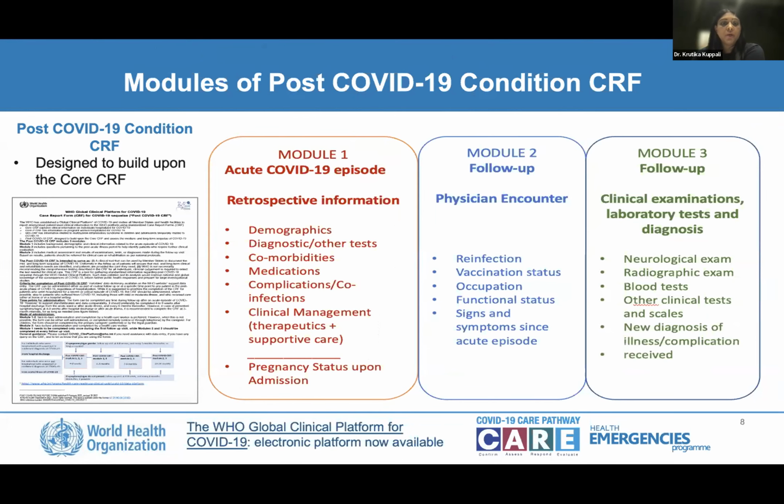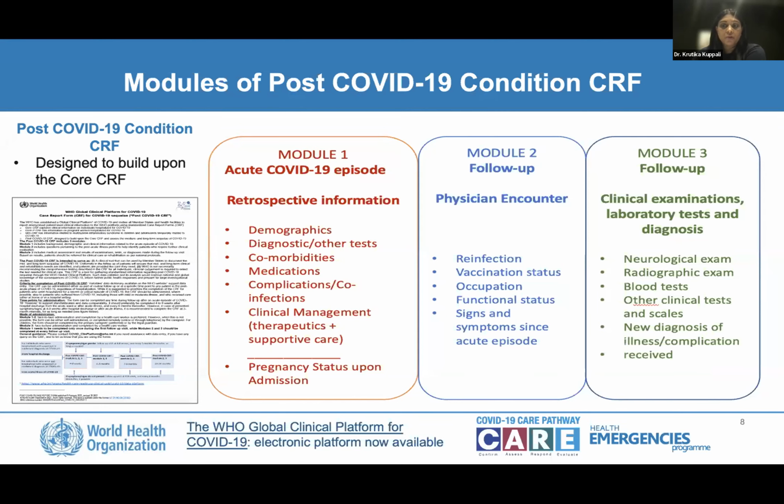The first module is for the acute COVID-19 episode. And in this module, we collect information on demographics, comorbidities, medications, and any complications the patient may have had during their acute infection. The follow-up module is the physician encounter. We ask information about reinfection, vaccination status, any changes in functional status the patient may have had since their initial infection, and any new signs and symptoms since their acute episode.